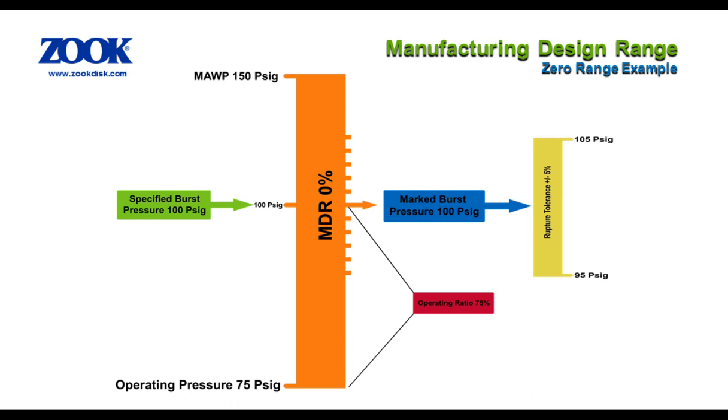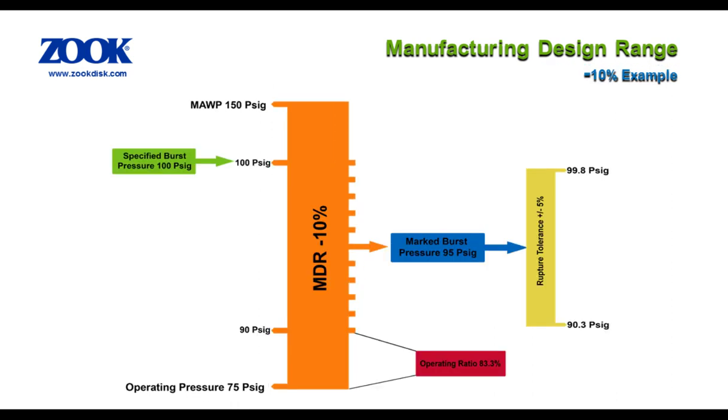The disk selected has a rupture tolerance of plus or minus 5%. In other words, the disk will be marked and tested at 100 psi. Each disk will burst somewhere within a pressure range of 95 to 105 psi. The disk will be exposed to an operating pressure of 75 psi versus a marked pressure of 100, which is equal to an operating ratio of 75%. This ratio will drive disk model selection.